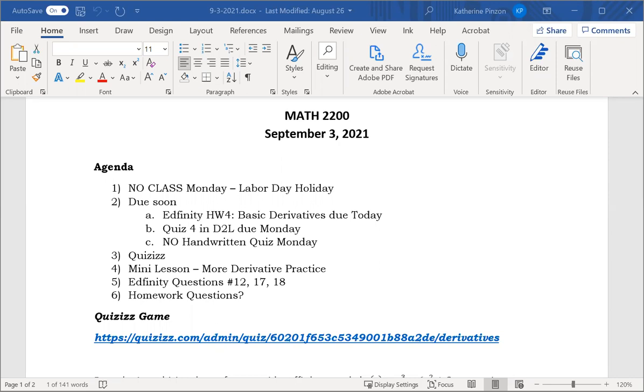So if you want to enjoy your long weekend, then finish your homework and take that quiz today, and you can have 3 days off. Because I'm not giving a handwritten quiz on Monday. So the one where you go to Gradescope and you just do that one thing on Monday, that's not happening this week. So Monday you can actually take a day off as long as you do quiz number 4 before that. Okay, so there you go.